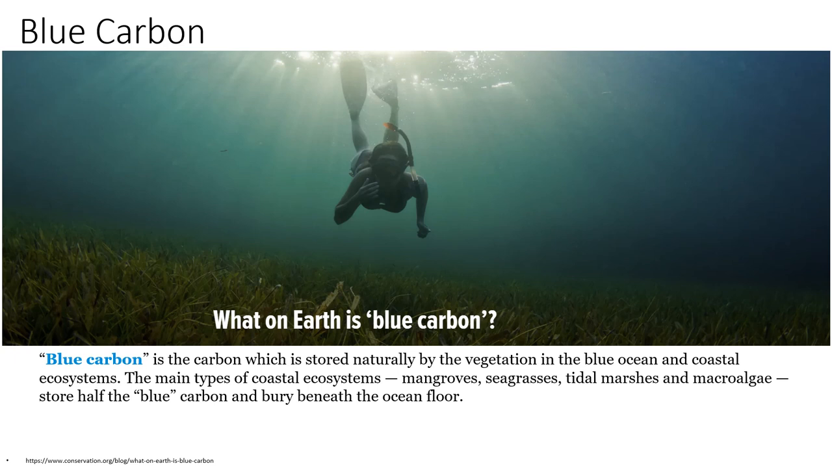The next in the list of adverse effects of global warming is the detrimental effect on blue carbon. What exactly on earth is blue carbon? Blue carbon is the carbon dioxide removed from the atmosphere by marine and coastal ecosystems. Marine ecosystems storing carbon dioxide include corals and coral reefs. The coastal ecosystems store the other half of the blue carbon and bury it beneath the ocean floor. The main types of coastal ecosystems are mangroves, seagrasses, tidal marshes and marshlands, and macroalgae. Blue carbon ecosystems are 10 times more efficient at storing carbon than terrestrial forest ecosystems.